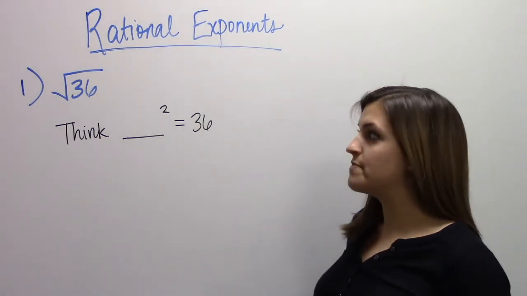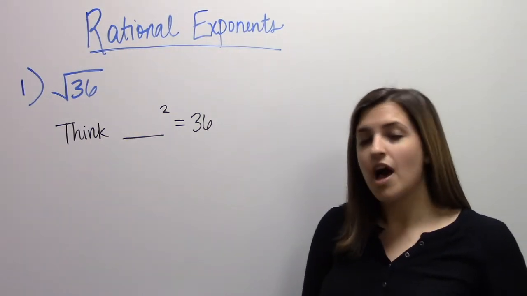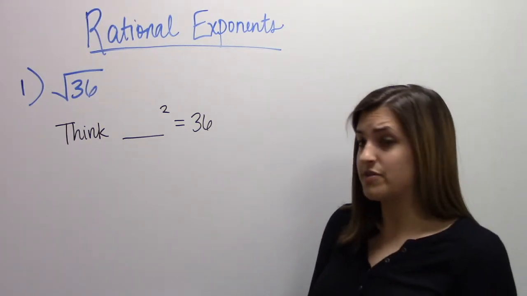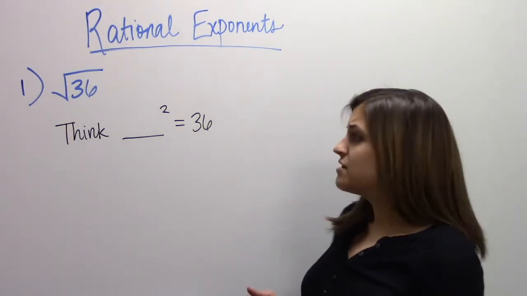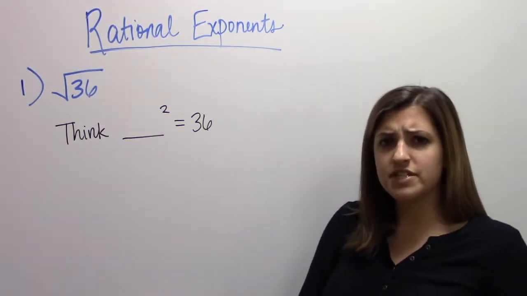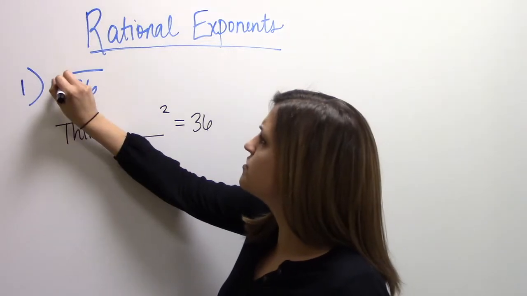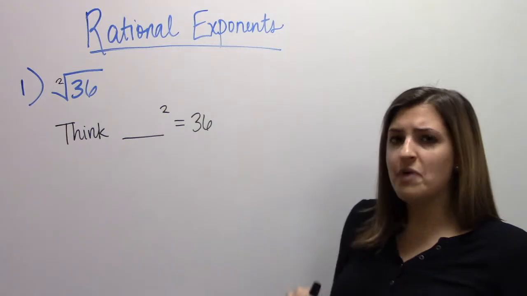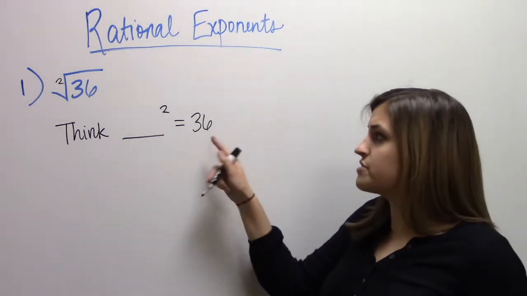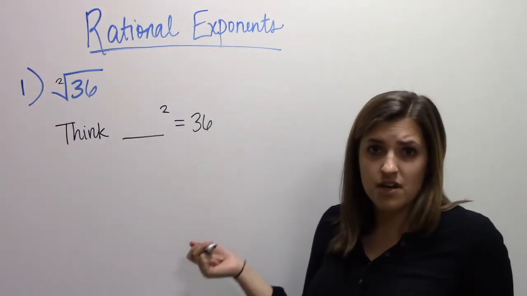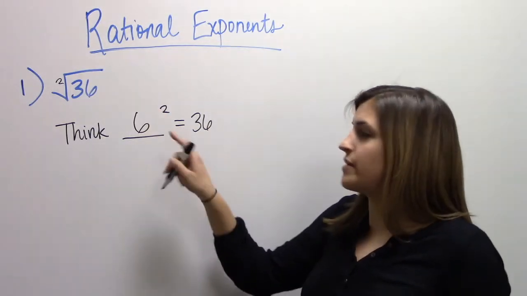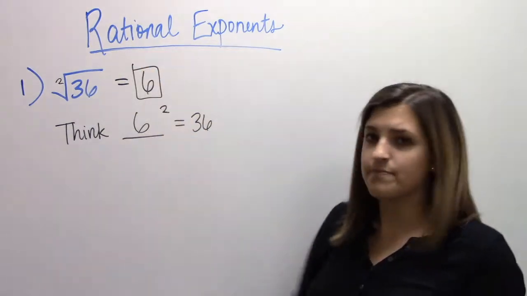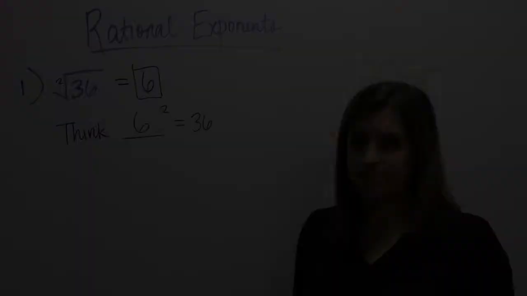Here's problem number 1, the square root of 36. I know you all know that this one is 6, but I want to tell you a new way to think about these. The square root of 36 is really the 2 root of 36, right? So what to the 2 power, or what squared, equals 36? How can I undo this? Well, we know that 6 squared equals 36. So this equals 6.